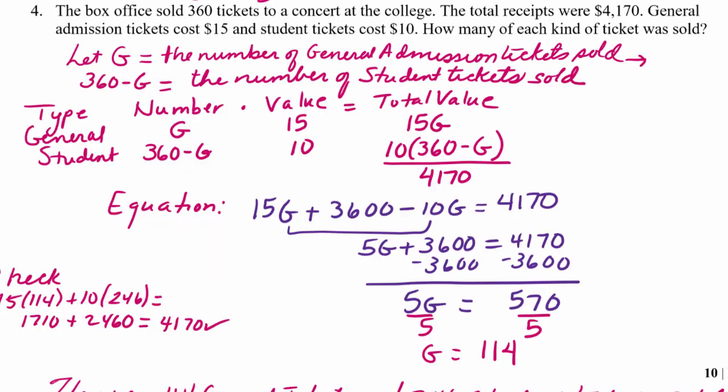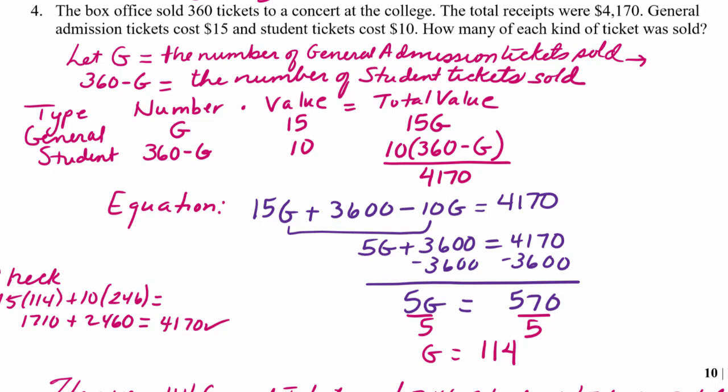Okay, so here's my solution. First of all, I want you to check yours along with mine. Did you declare your variables? And now I let my variable be the number of general admission tickets sold, so I used G, and then 360 minus G is the number of student tickets sold. Then does your table look similar to mine?